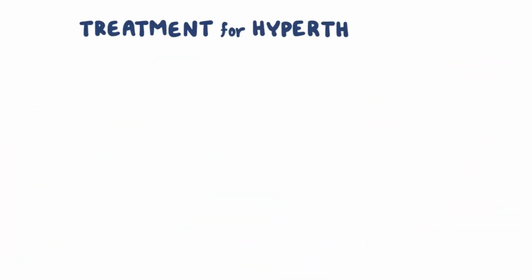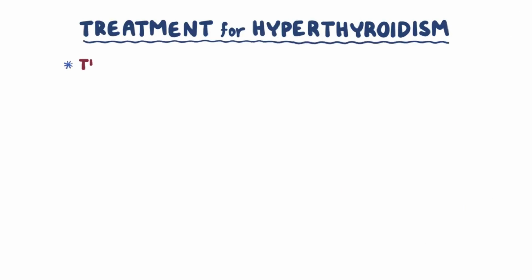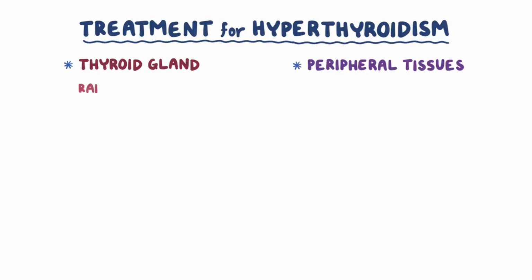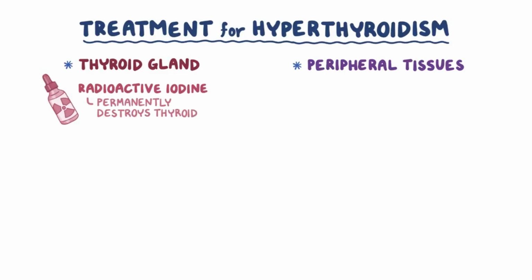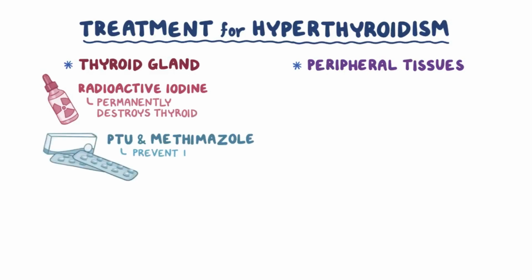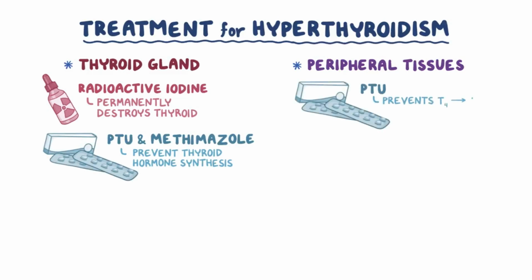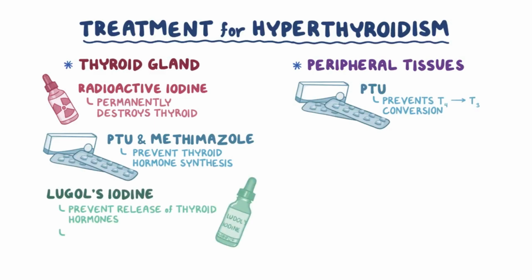Alright, as a quick recap. Treatment for hyperthyroidism includes medications that target the thyroid and those that target peripheral tissues. Radioactive iodine offers a permanent solution for hyperthyroidism since it destroys the thyroid gland. PTU and methimazole prevent thyroid hormone synthesis, and PTU also prevents conversion of T4 into T3 peripherally. Lugol's iodine prevents the release of thyroid hormones and can decrease the blood flow to the thyroid.